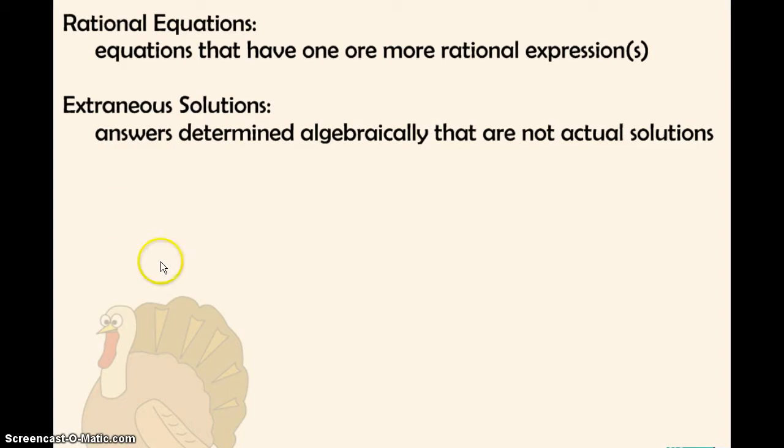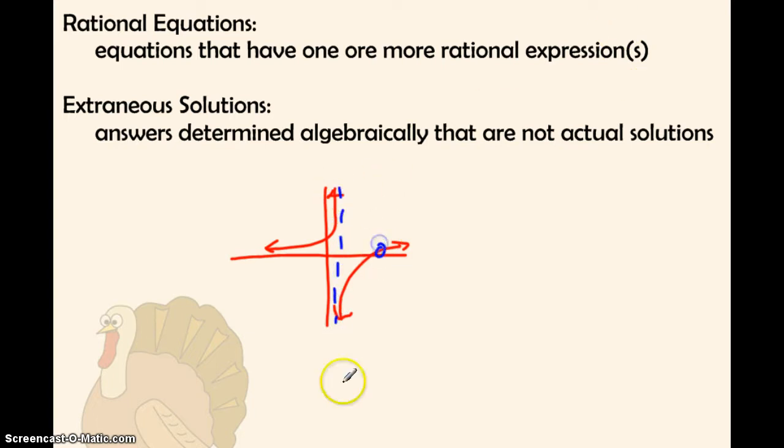A rational equation is an equation that has one or more rational expressions. And we looked at rational expressions in the last chapter as we graphed them. We have something called extraneous solutions, and those are answers determined algebraically that are not actual solutions. Graphically, we saw those when we found a solution algebraically, except when we plugged it in, it didn't work. And graphically, when it didn't work, it was either an asymptote or a hole.